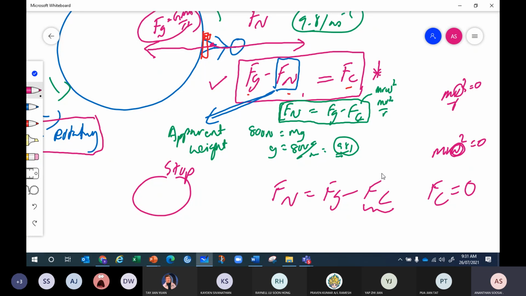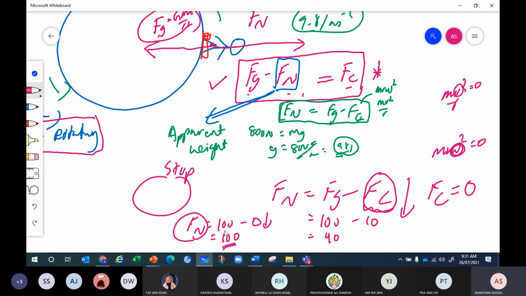The centripetal force certainly has a certain value, but suddenly Fc drops. Let's say Fg is 100 and Fc is 10, so the normal force is 90. Now Fg is still 100, but Fc becomes 0. So the normal force becomes 100. When Fc drops, the normal force rises, right? So when the normal force rises, you get heavier, because the normal force is greater.